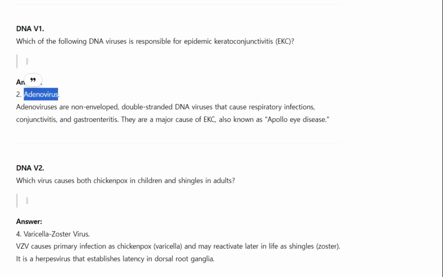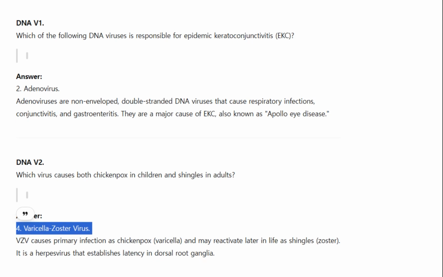DNA V2. Which virus causes both chickenpox in children and shingles in adults? Answer: 4. Varicella zoster virus. VZV causes primary infection as chickenpox (varicella) and may reactivate later in life as shingles (zoster). It is a herpes virus that establishes latency in dorsal root ganglia.